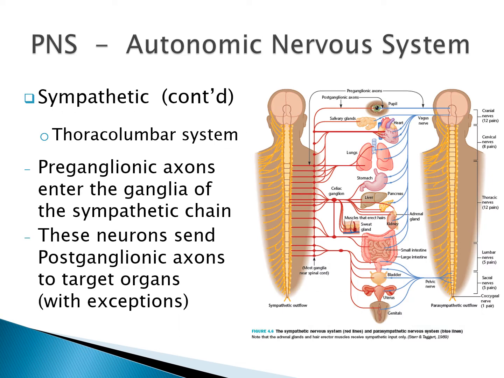This picture really shows those chains of ganglia. If you're looking at the red lines in this, and those little dots are ganglia, or our neuron cell bodies, they are close to each other, in this kind of chain right outside of the thoracic and lumbar areas of the spine. We have preganglionic axons entering the ganglia of the sympathetic chain, which are just the neuron axons bringing information to those cell bodies, and then postganglionic axons are being sent to communicate to the target organs, with some exceptions. You can see some neurons in between.